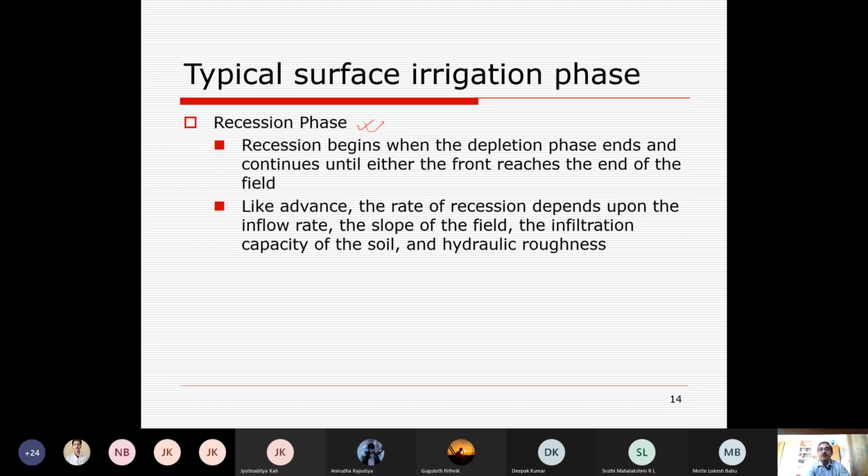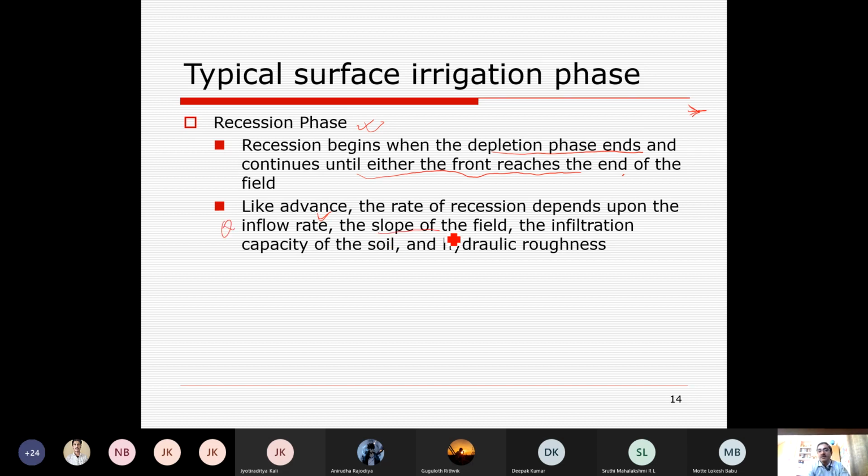So the recession phase begins when the depletion phase ends, meaning there is no water moving, and continues until the front reaches the end of the field, like advance. The rate of recession depends upon the inflow rate. It means how much time it will take. It depends on the inflow rate, that is basically the discharge condition from the supply point.